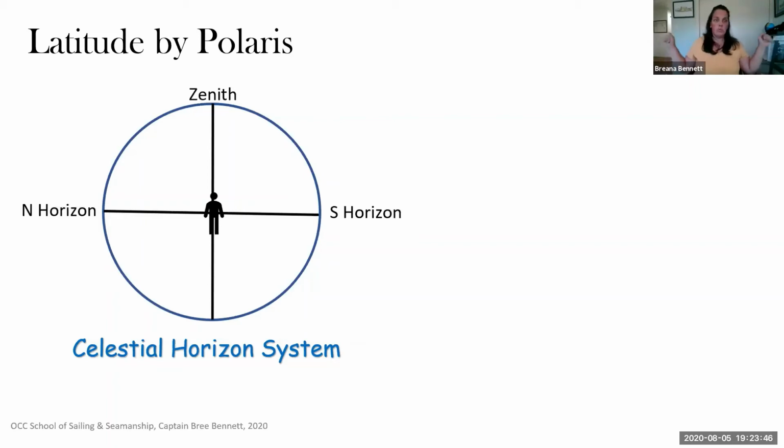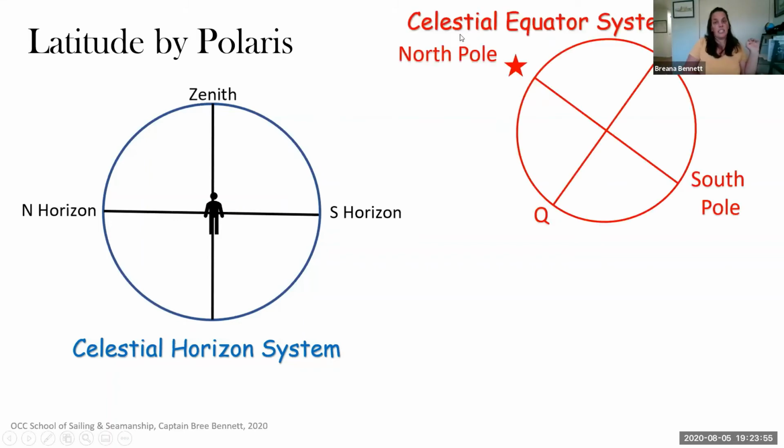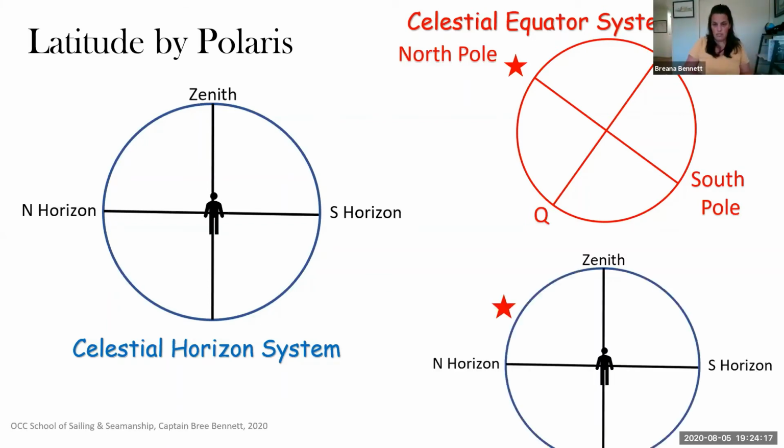Okay, so we're just going to call it the north horizon and the south horizon, and zenith. Then we have the celestial equator system, where we have the North Pole, the South Pole, and the equator. So the horizon is our horizon, and zenith is right above us. The North Pole is directly to the north, and then there's the equator. So we're going to combine these two systems. Okay, combining is going to happen in the next slide.